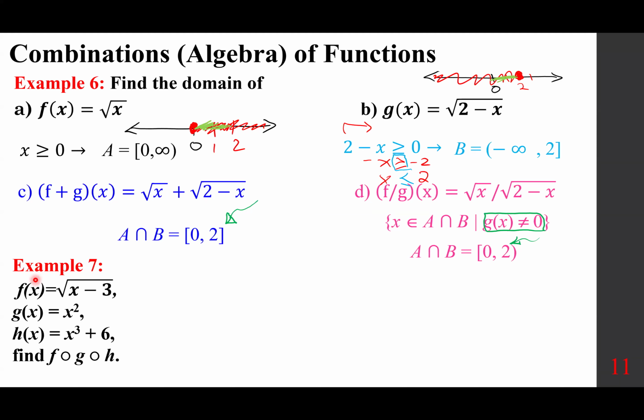So f o g, let's look at these two. f o g by definition is f of g of x, and that means replace this x with x squared. So you get square root of x squared minus 3. And if I want f o g o h, now in here, I replace the x with x cubed plus 6. So it becomes square root of x cubed plus 6 to the second power. And you don't have to simplify this, class, okay? You can simplify it, but you don't have to.